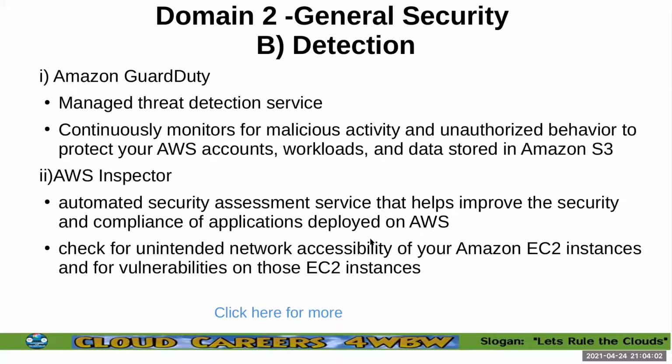When you are talking about security in the cloud, one of the things is detection. What are the services that do some kind of detection on the cloud? Amazon GuardDuty, which is a managed threat detection service, and what it basically does is monitor for malicious activity and unauthorized behavior to protect your AWS accounts, workloads, and data stored in Amazon S3. So the key thing here is a detection service that monitors for malicious activity and unauthorized behavior on your account, workloads, and data stored on Amazon S3.